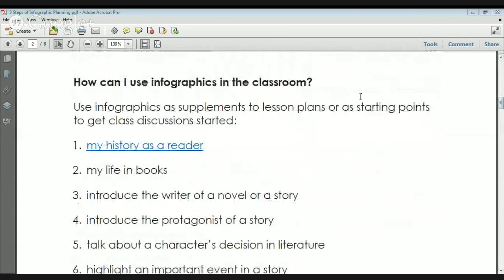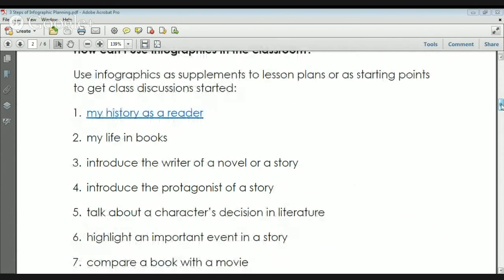How can I use infographics in the classroom? Use infographics as supplements to lesson plans or starting points to get class discussion started. So my history as a reader would be a great idea for an infographic. Have the student show all of the books that they have read for that grade level or at a certain reading level, and just have a little flow chart going through and showing their history as a reader.